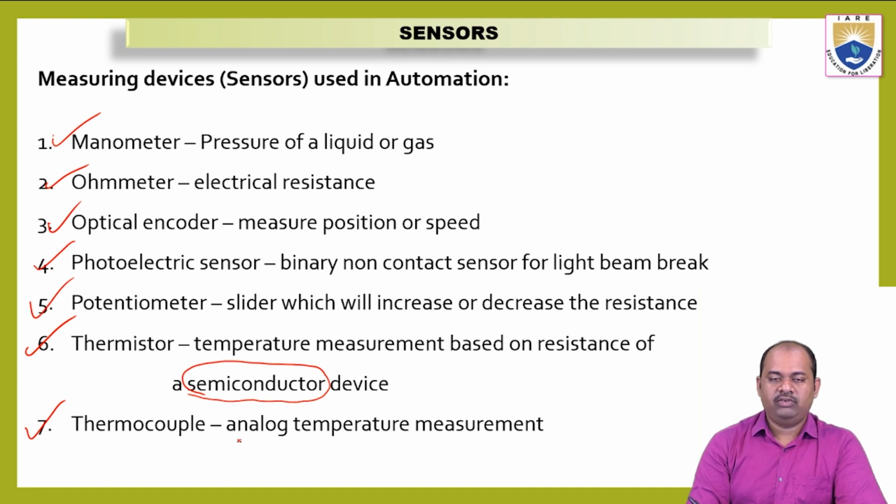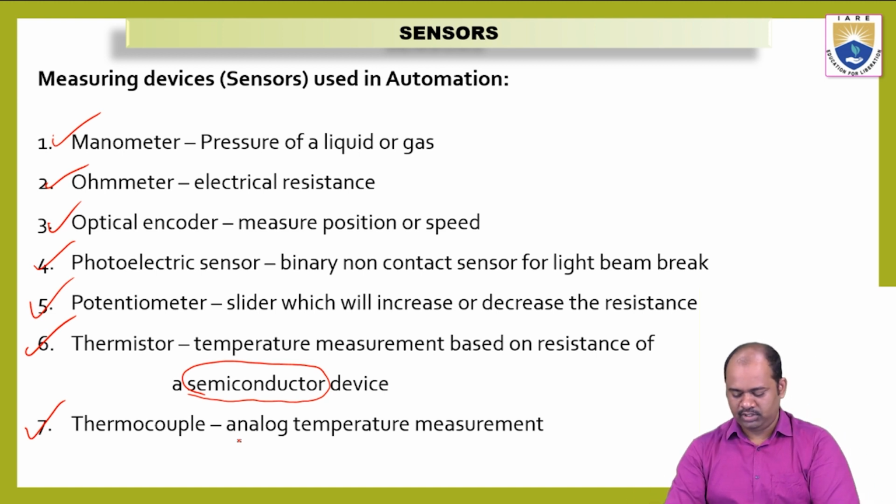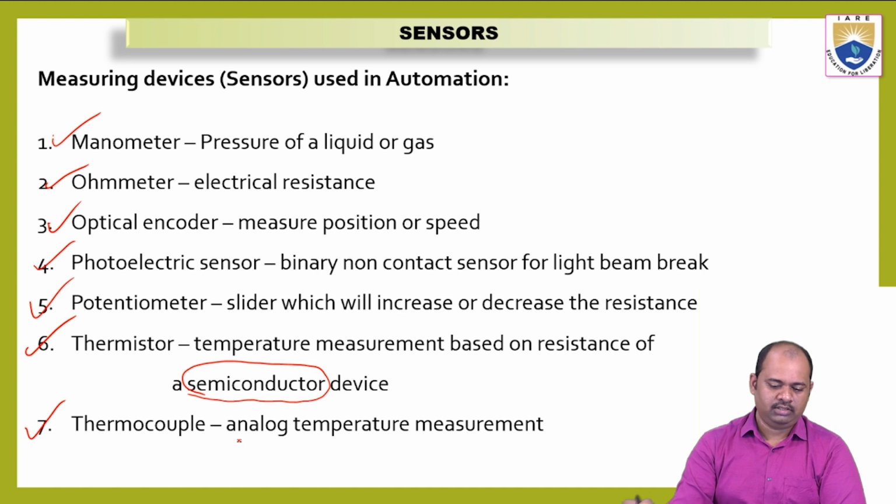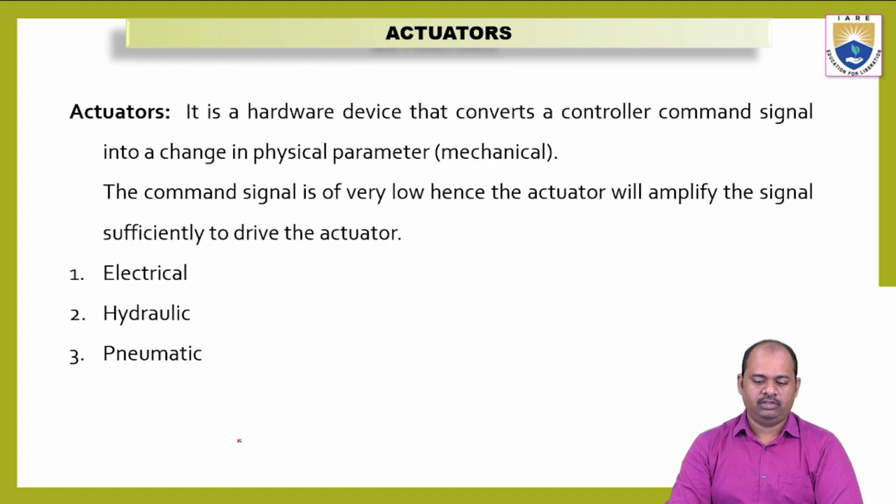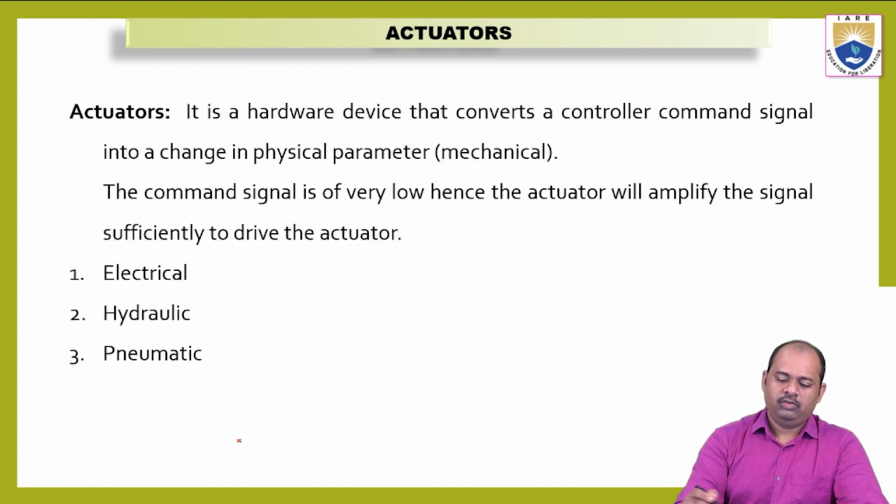So this gives an analog temperature measurement. Thermocouple will give the analog temperature measurement. And then these are some of the sensors which are used in automation. Now we'll see what is an actuator.